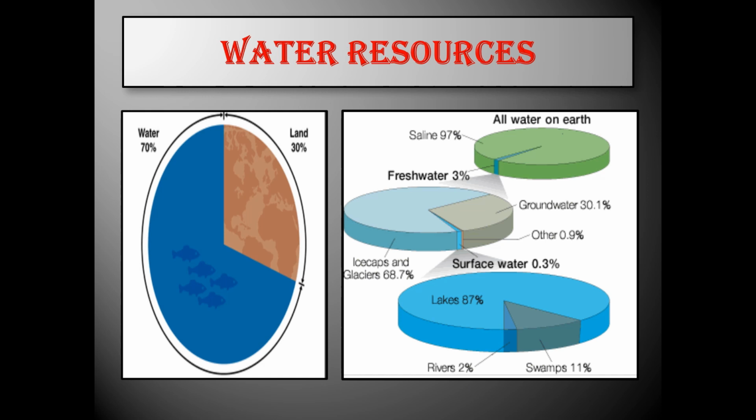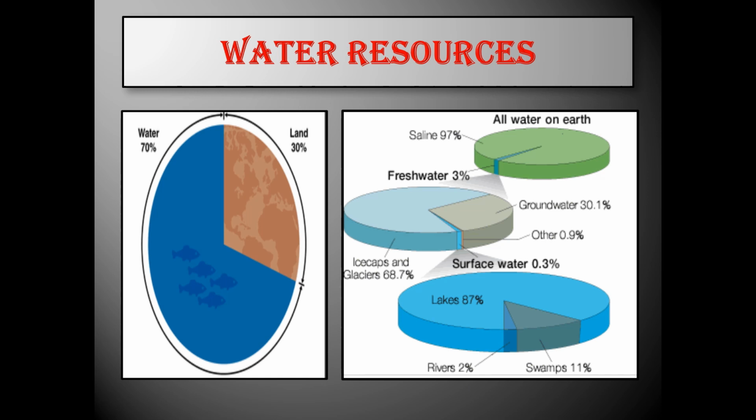How is it? Let us see the next diagram that shows all the water on Earth. Of all the water on Earth, 97% is in saline form and only 3% is in freshwater form. Of the freshwater, 68.7% is covered by ice sheets and glaciers in the mountainous regions, Greenland and Antarctica.